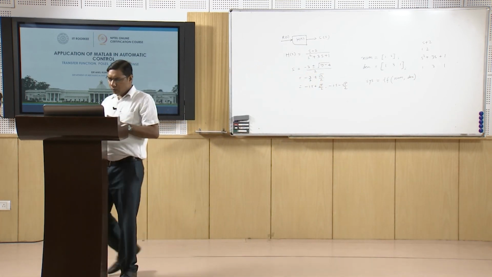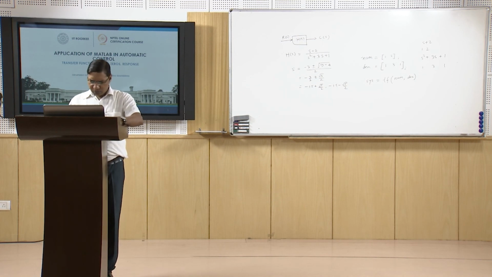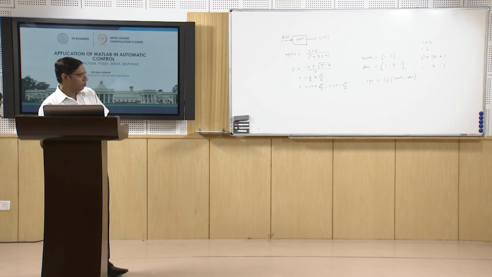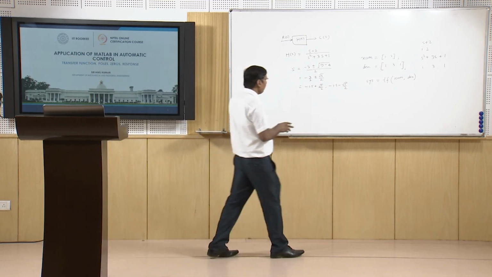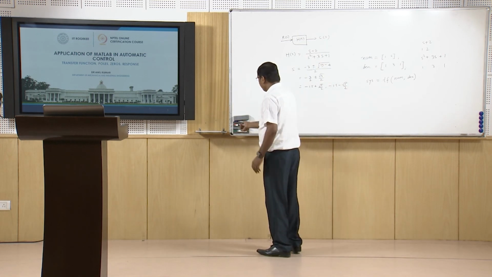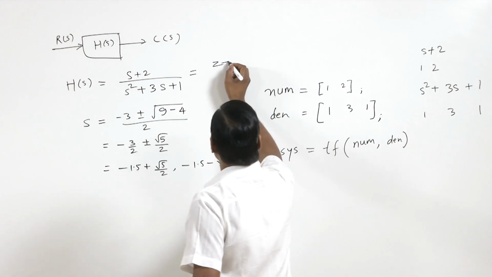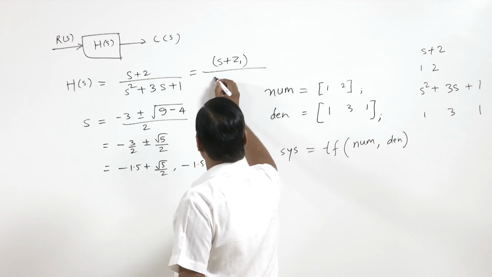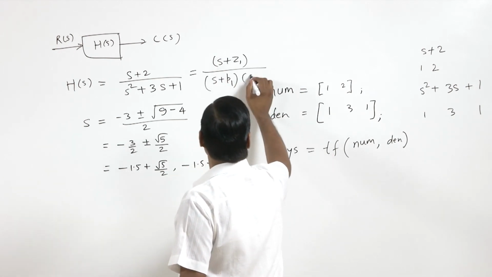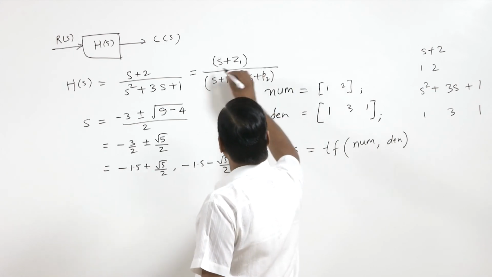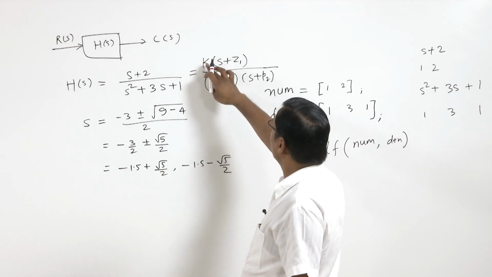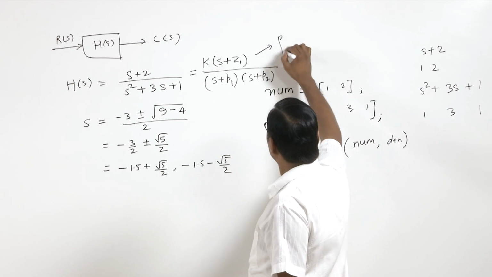So we can write that, which is called ZPK. So Z means zero, P means pole, and K means gain. So if this transfer function can be written in a form like, let's say, s plus z1 by s plus p1 and s plus p2, and if there is some gain, if it is 1, okay, if there is some gain 5, 10, 100, so that should be here. So this is a factored form.